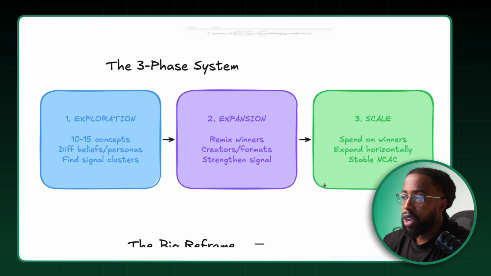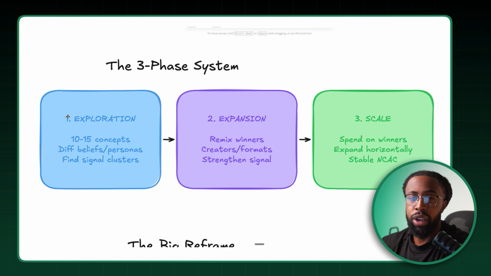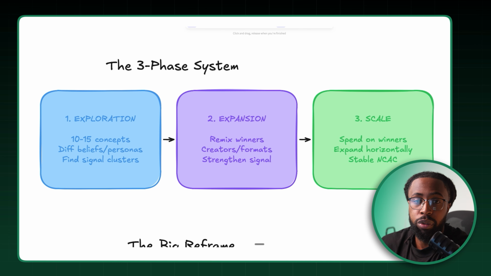So what we've got here right now is the 3-phase system that we run for every brand we work with, and I call this the creative scaling system. The 3 phases are exploration, expansion, and scale. Phase 1 is exploration, and in exploration, this is where you want to launch 10 to 15 new creative concepts: different beliefs, different signal types, different personas, different formats, different creators.